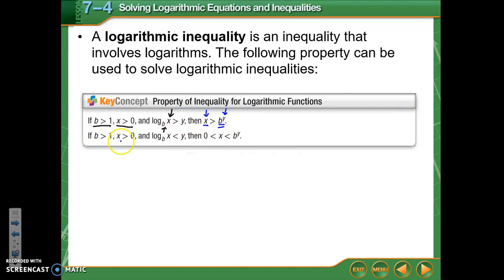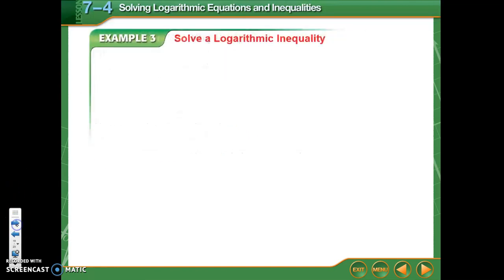Now, with the same stipulations, b is greater than 1 and x is greater than 0. If log base b of x is less than y, then x is less than b to the y, but notice we also have to put this in here, right? If I just put x is less than b to the y, then x could be a negative number. And remember, we are not allowed to take a logarithm of a negative number. This cannot be negative. So we have to put in this extra stipulation that it also has to be greater than 0. So x has to be between 0 and b to the y.